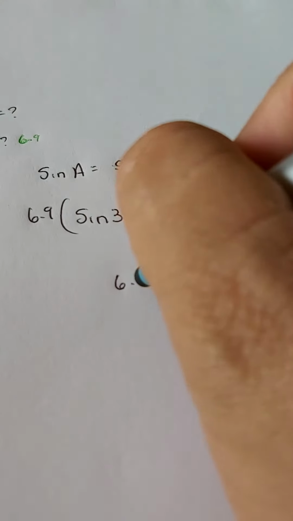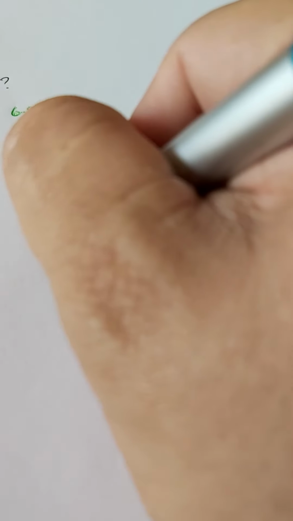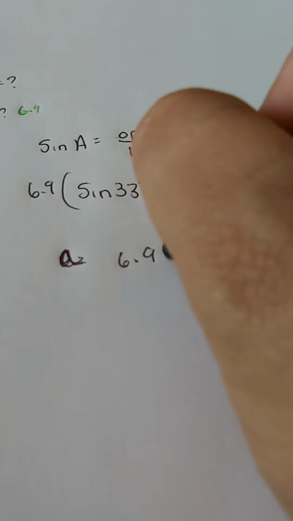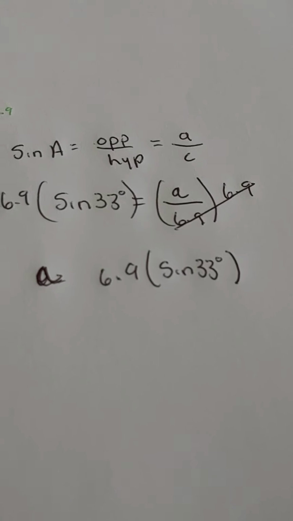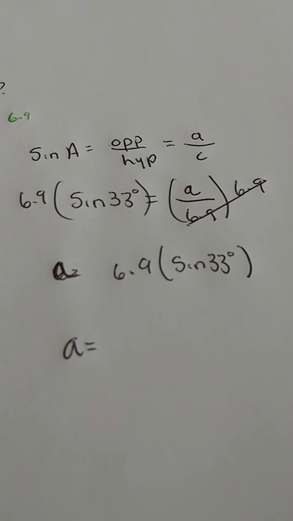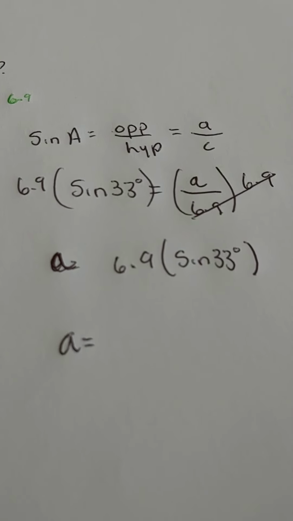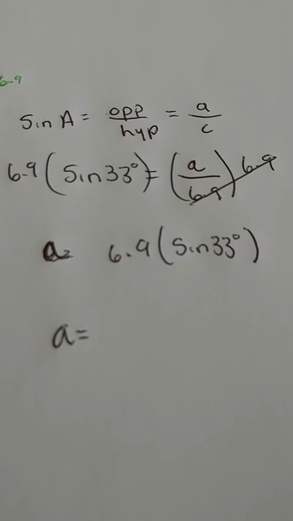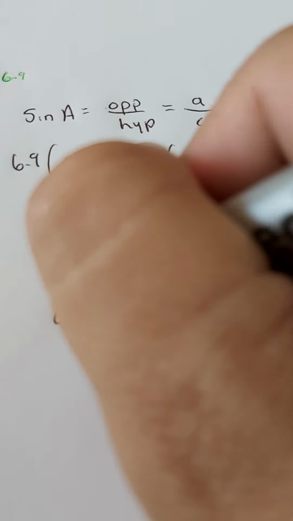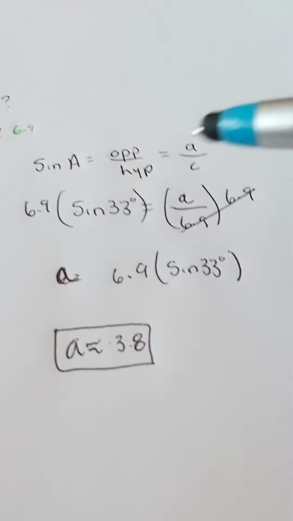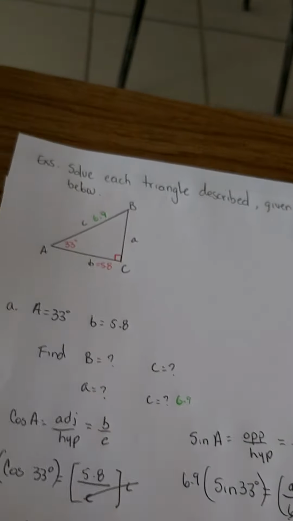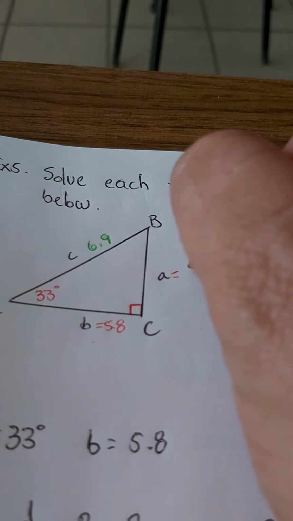So we get A equals 6.9 times sine of 33 degrees. On our calculators, we use 6.9 times sine of 33, and the result will be A equals about 3.76, so we can say about 3.8. Okay, so we have that A equals 3.8.